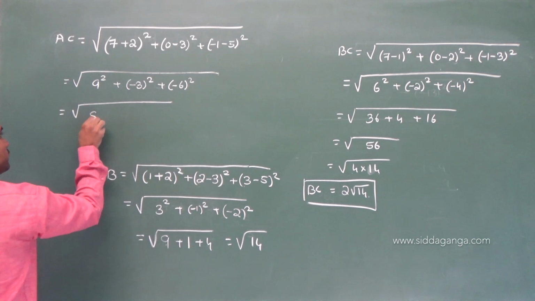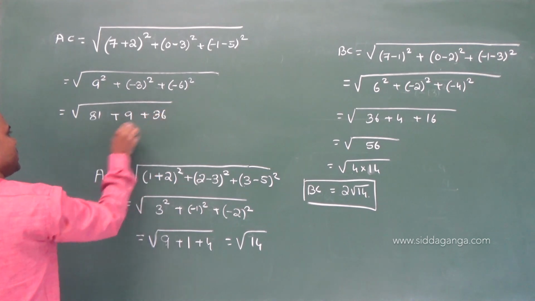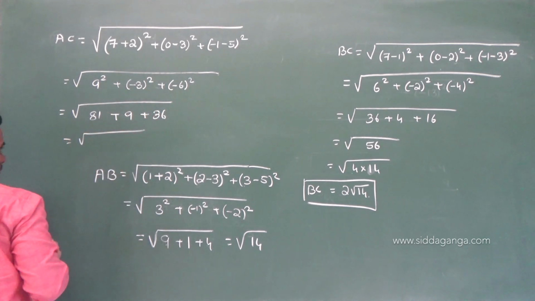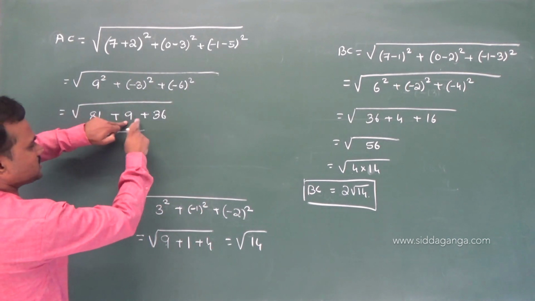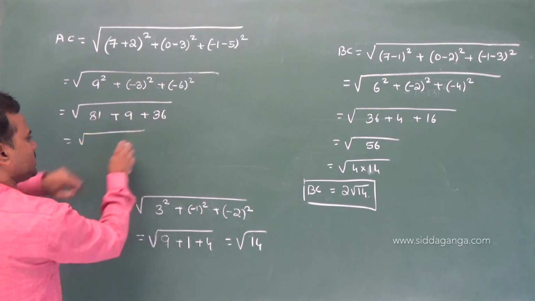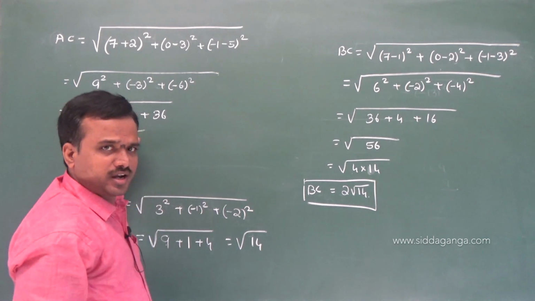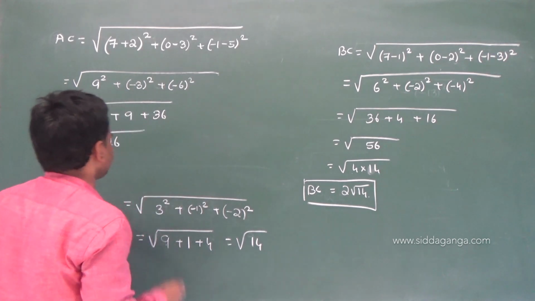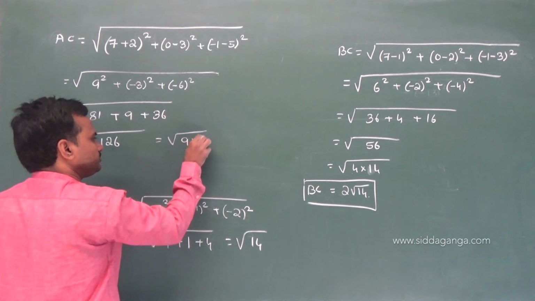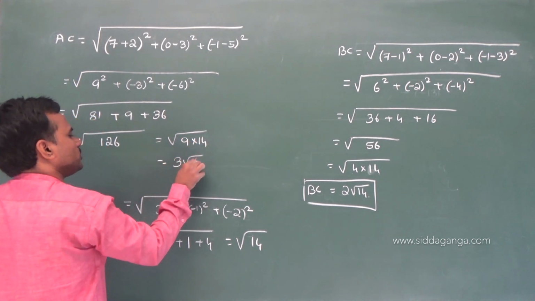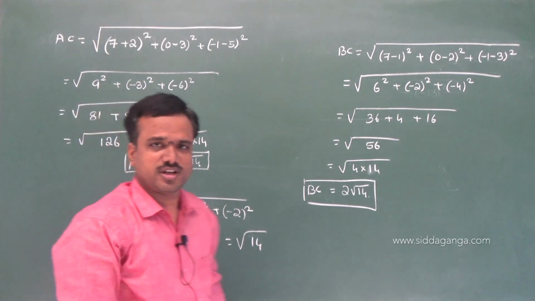9 square is how much? 81. 3 square is how much? 9. 6 square is 36. Calculate 81 plus 9, 90. Correct? 90 plus 36 is 126. That can be written as 9 into 14, so 3 root 14. Distance from A to C is 3 root 14.